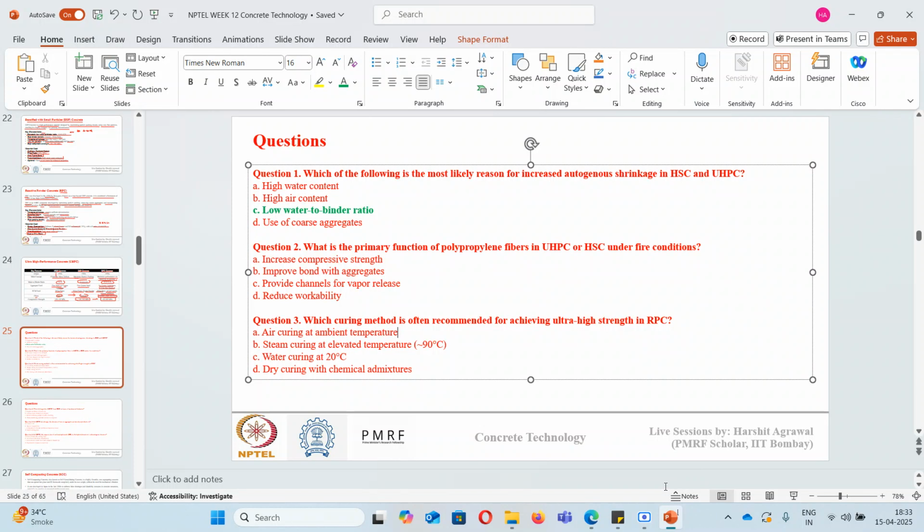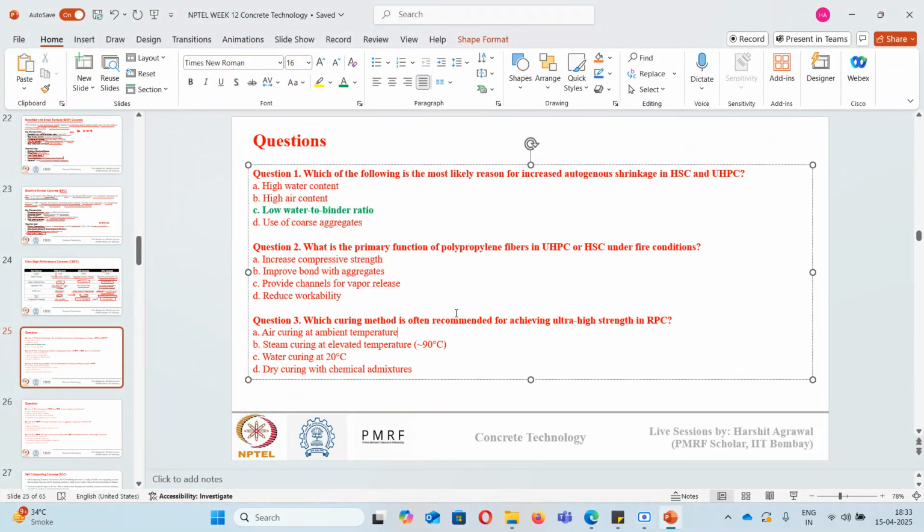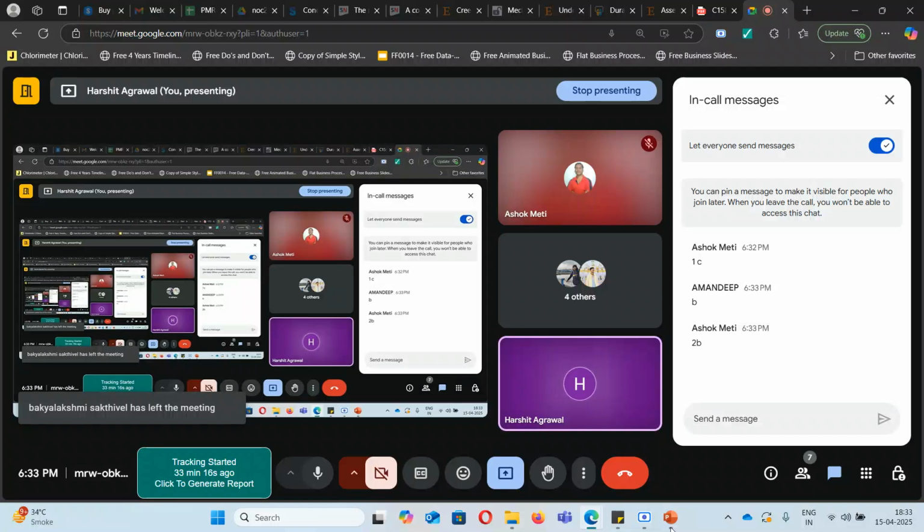So in fire conditions, what is happening? The moisture is trapped inside the concrete. The moisture that is converted into steam is trapped inside the concrete and it is not able to escape because of very low porosity in the concrete. How will fibers help in that? Can anyone else try to answer?